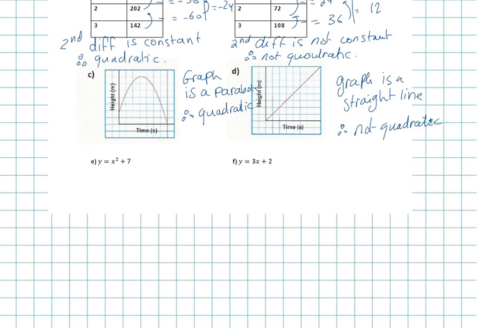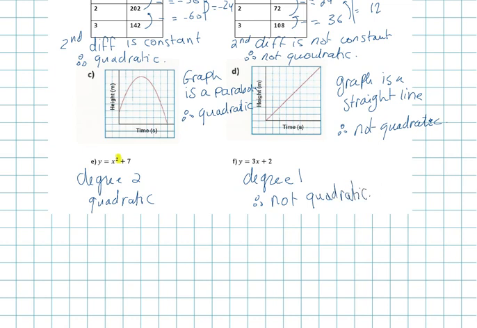How about the next? So these are equations. Looking at the equations, what can you tell me about the first one? Quadratic because it's degree 2. Highest degree is 2, right? So it's quadratic. How about the second one? Degree 1. So it's not quadratic. What is it? Linear. Easy? Yep. Good.